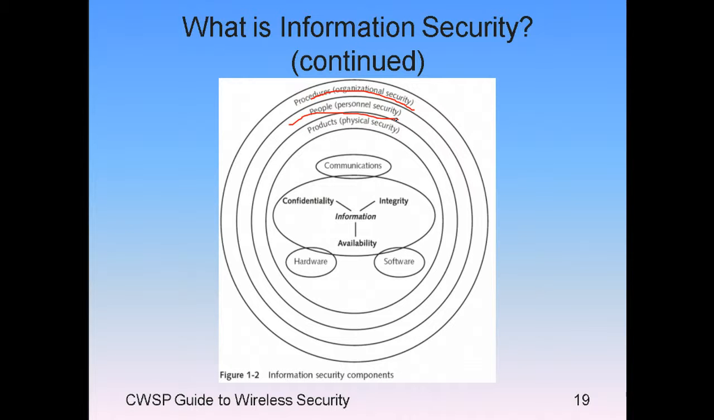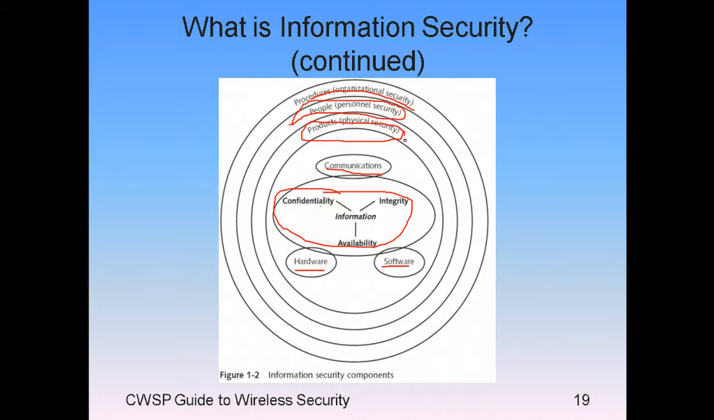People, personnel security, one of the big deals is training, because a lot of why things get compromised is because we allow them to get compromised. We do it to ourselves. And products, physical security, what products are we going to use? And in these things we have communications, software, and hardware for each of these things, and they all go together in the CIA, the confidentiality, integrity, and availability of the information. Those are the things that we want to try to do to protect our information.